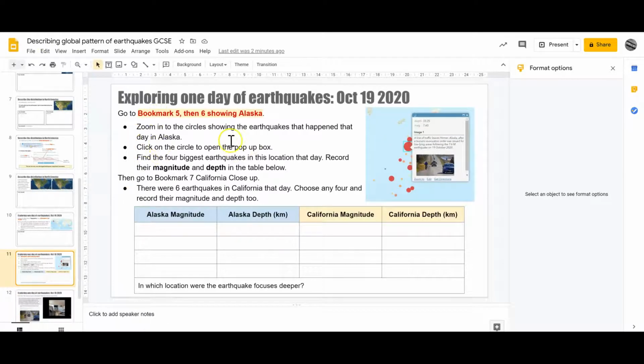Now what you're going to then do is to zoom into those circles that we've just done, and you're going to open up the pop-up box. Now that's going to give you some information about each of these earthquakes, and you're going to find the 4 biggest earthquakes in the location. And you're going to record their magnitude or their size and their depth. So the pop-up box, the 4 biggest.